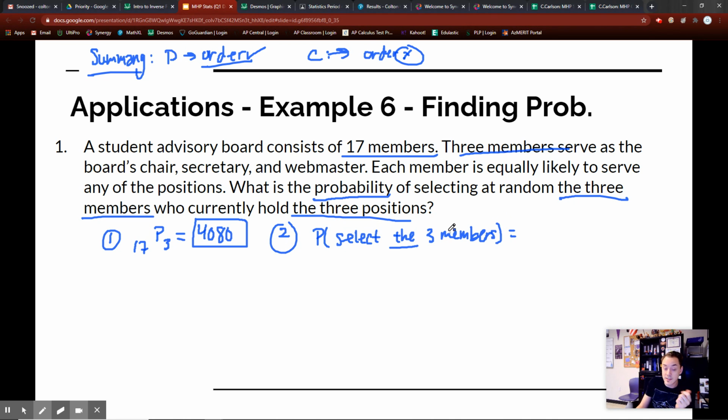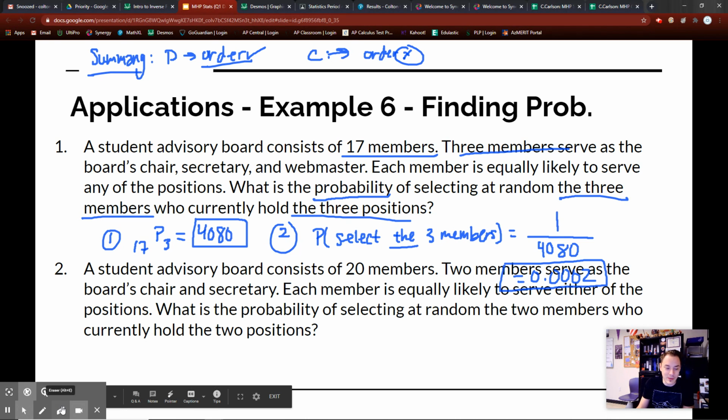Even though they're equally likely to serve any of the positions, they could serve again. So that means it's not only permutation because it's rank, but it also tells us the probability of choosing the 3 members, and that's only one option out of all the other options. So out of one option of the 4,080, this reduces down to 0.0002. So this is a very, very slim chance that those who currently hold office will also be elected again. Right?